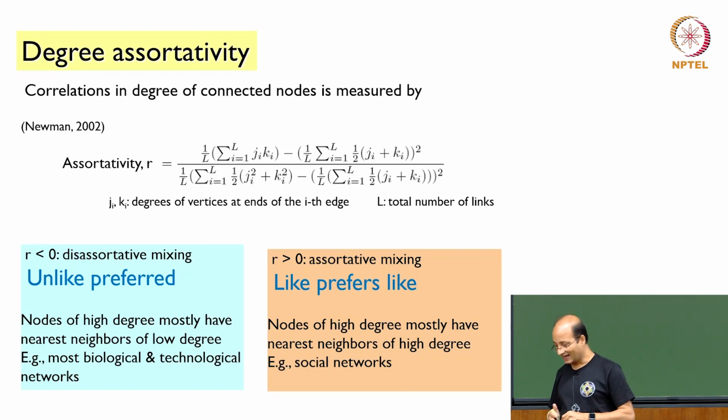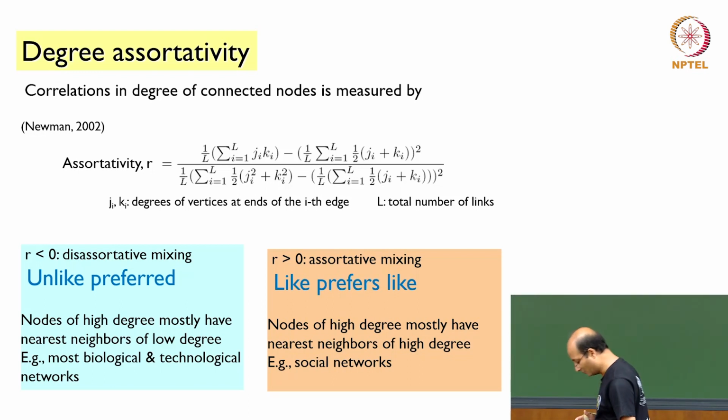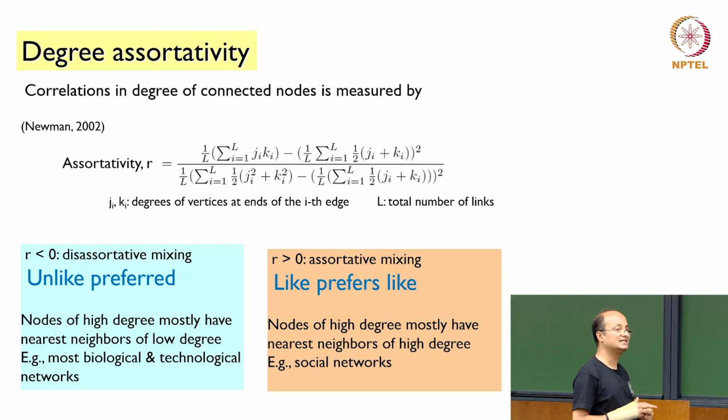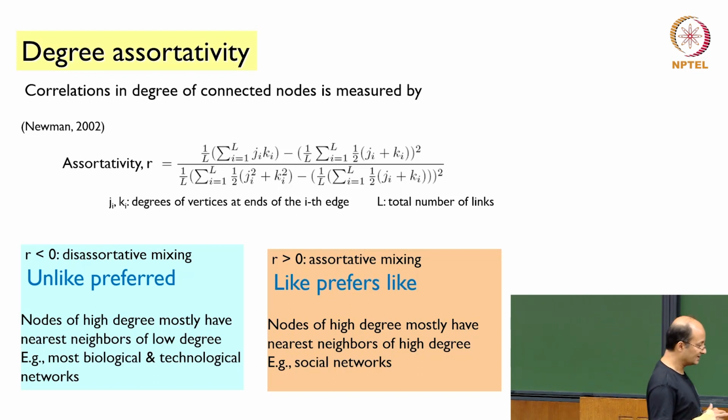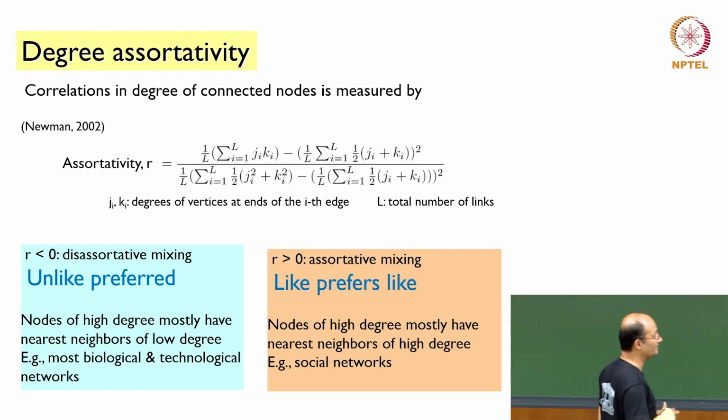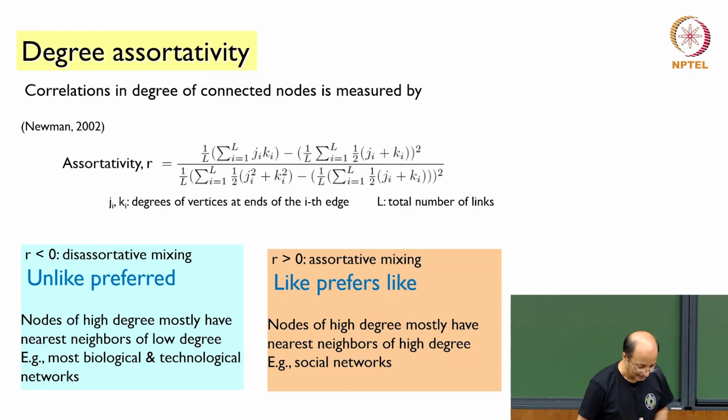Now, it has often been speculated: why is it that other than social networks, we tend to see disassociative mixing? It has been argued that one possibility could simply be that having associative mixing in technological or biological networks leads to instability. To give you an example, if you have nodes with many connections connecting to nodes with many connections, disturbances or perturbations can actually quickly bring down the entire network.